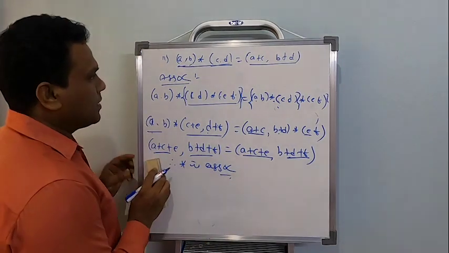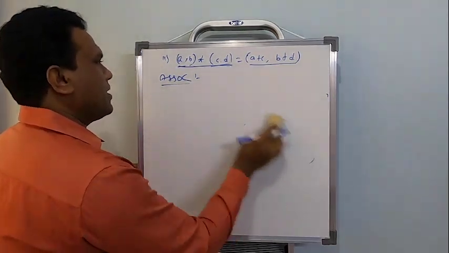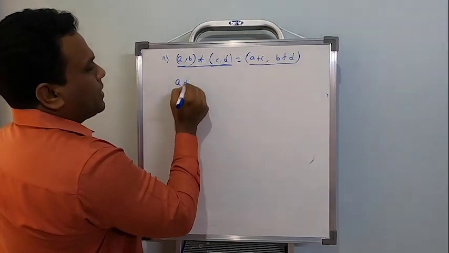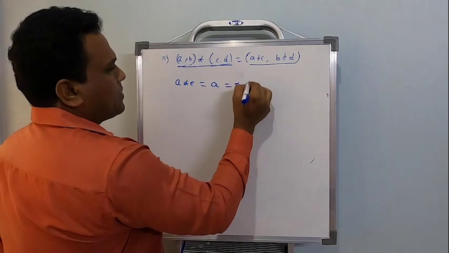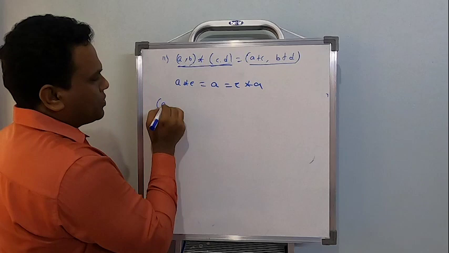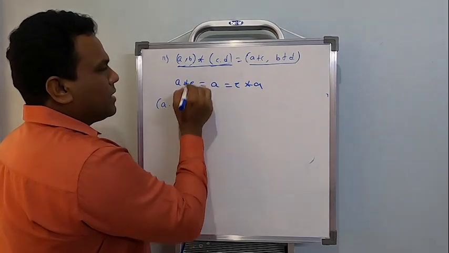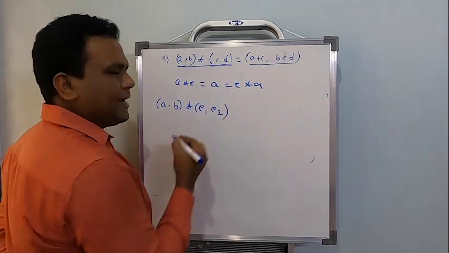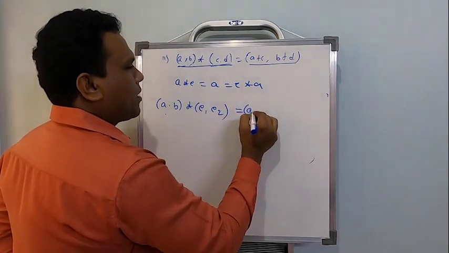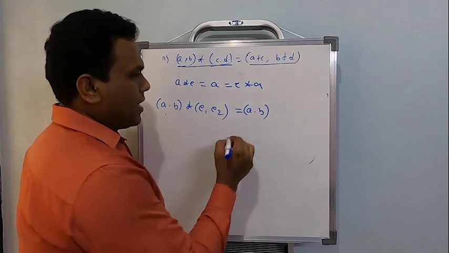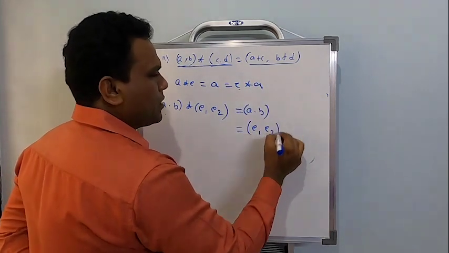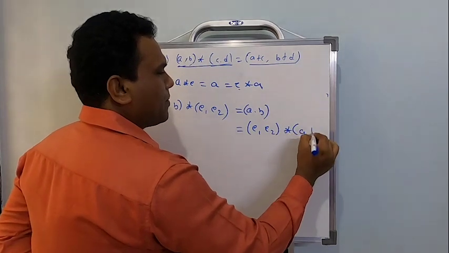Hope it's clear, students. Now, with the same definition, I should check for identity. So, what is the normal identity property? A star E is equal to A is equal to E star A. But here one element is one ordered pair. So, (A, B) star. Let me take the identity as (E1, E2). Okay, this is the identity. So, when I operate these two, I should get back what? (A, B) only. And this should be equal to E star A, that means (E1, E2) star (A, B).